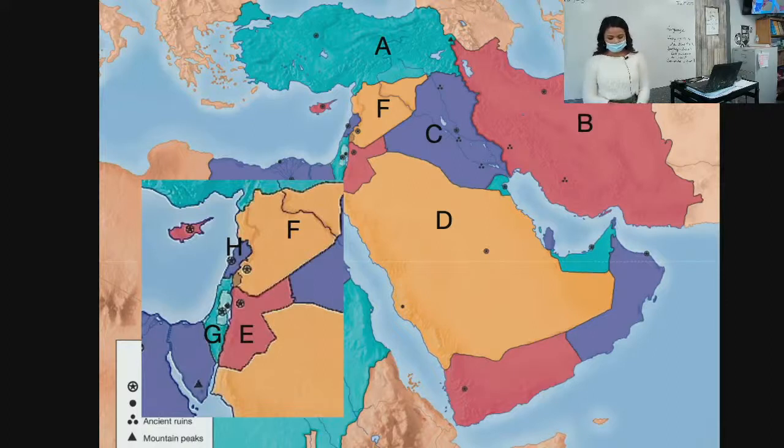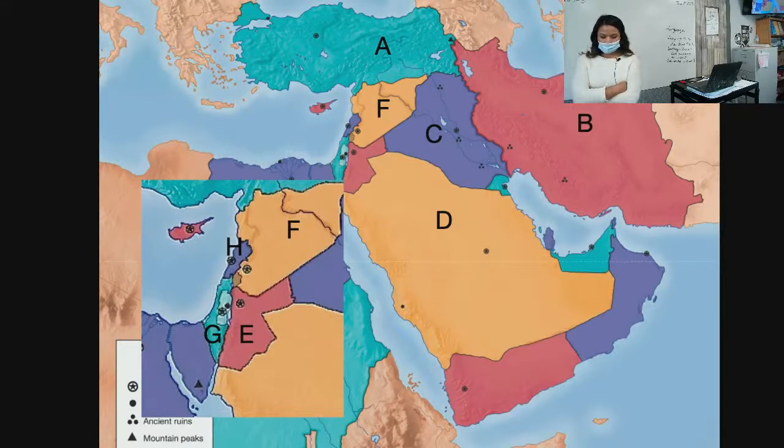Highlight Ankara. That is the capital of Turkey. Okay, so find where Turkey is. Highlight Ankara. And then highlight Turkey. You want to know that country. Go to Iran. Highlight Iran and Tehran. Tehran is the capital of Iran.